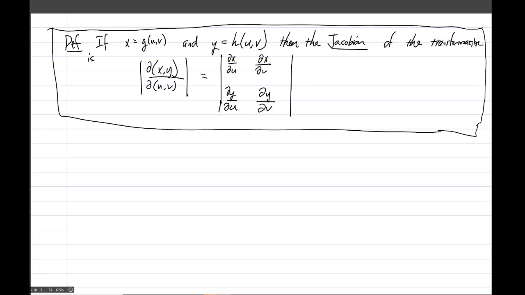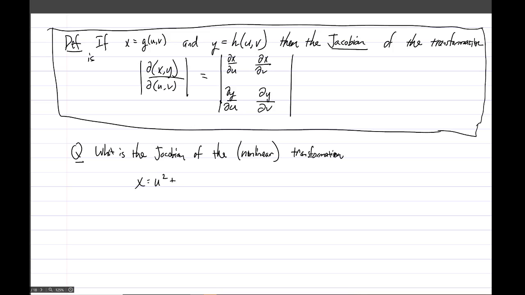Okay, let's do some more examples of computing Jacobians. So first of all, what is the Jacobian of the, well, it happens to be nonlinear. Don't focus on that so much, but it's a nonlinear transformation. Okay, the key thing is it's a transformation. And here it is. So x equals u to the 2 plus v to the 3, and y is equal to u to the 4th times sine of v.